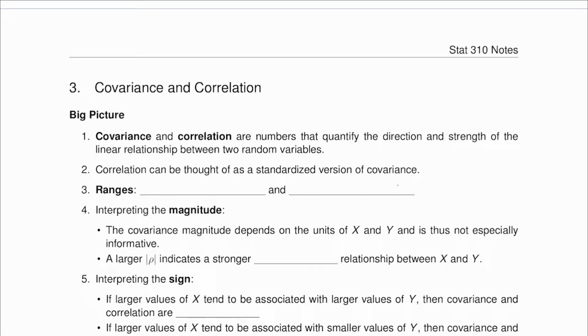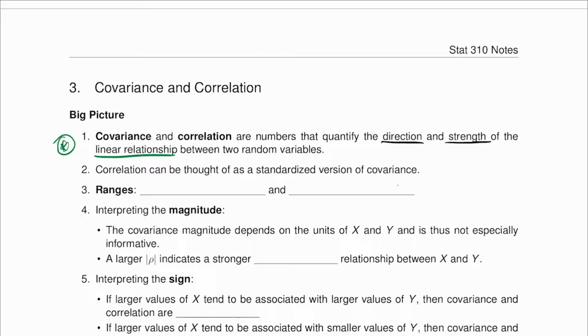Now let's talk about covariance and correlation. Covariance and correlation are two numbers that quantify the direction and strength of the linear relationship. This is important, the linear relationship between two random variables. Okay? The correlation can be thought of as a standardized version of covariance.